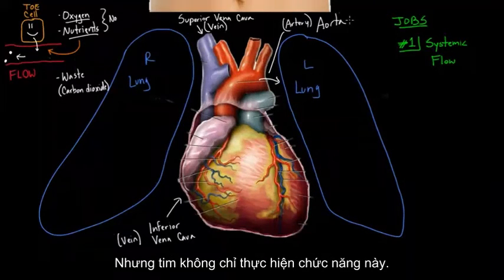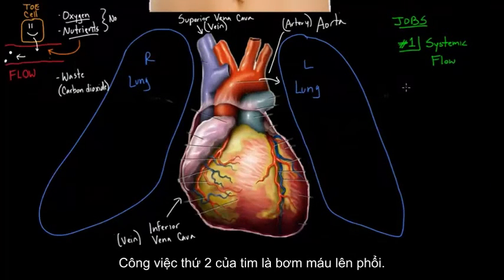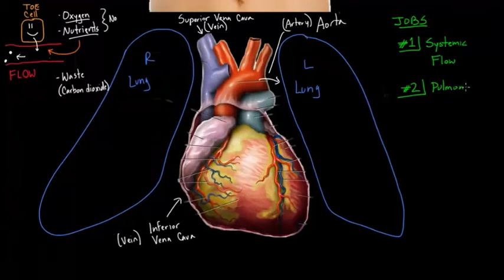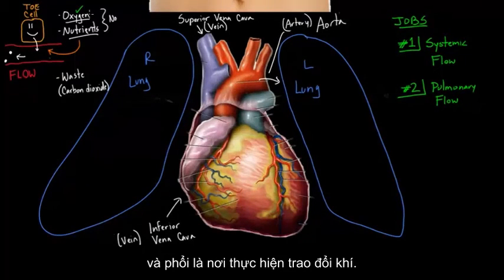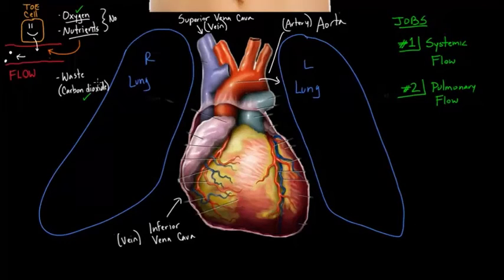But this isn't actually the only job of the heart. The second job of the heart is also on this picture, and it's called pulmonary flow. Pulmonary flow. So what does that mean? Well, we know that cells are expecting oxygen, right? And that they have a lot of carbon dioxide waste. Well, it's good to move blood around. But if you never got rid of that carbon dioxide or brought in new oxygen, then a cell is not going to be very happy either.